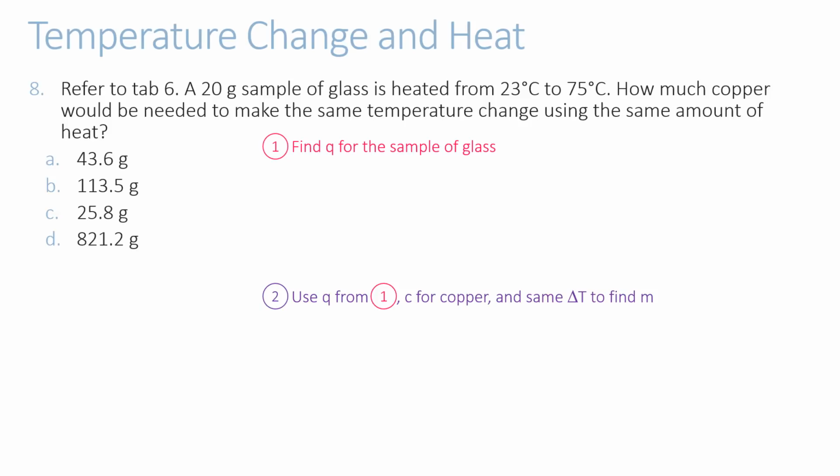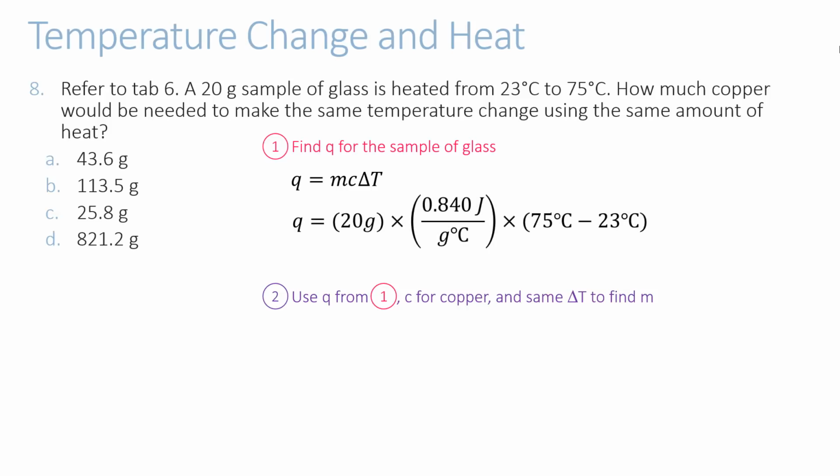So first, I'm going to use Q equals mc delta T to find Q for the glass. So we had 20 grams of glass. The specific heat from tab 6 was 0.840 joules per gram degree Celsius times the temperature change from 75-23. So that's going to be an increase. We do T2 minus T1. So I get Q is 873.6 joules.